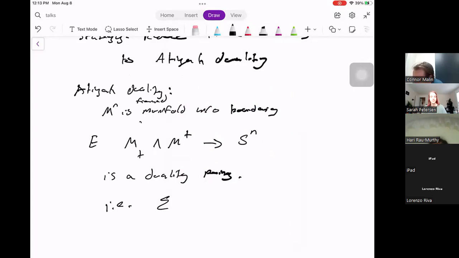Okay. So we have a duality pairing like this, which means that in spectra, the adjoint is an equivalence. So usually I'm going to write F to denote spectra.